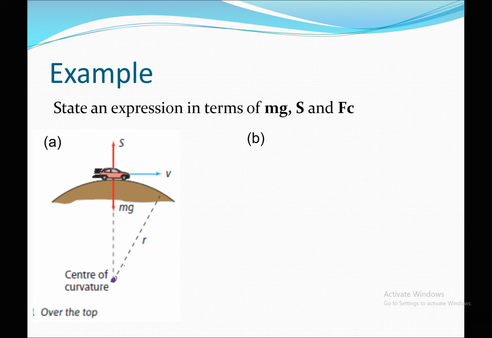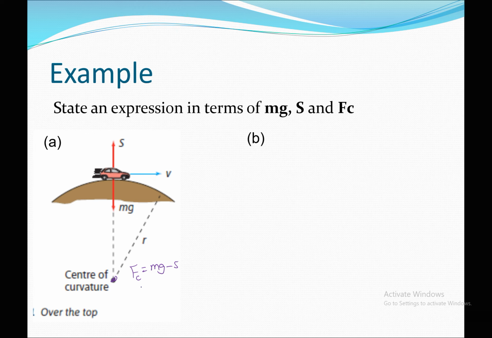So let's see the resultant force towards the center of curvature is going to be the centripetal force. It is going to be mg, which is the weight. Because here there is no tension, the only forces which are acting are the weight and the normal reaction force upward. So it will be mg minus s. That is the centripetal force.